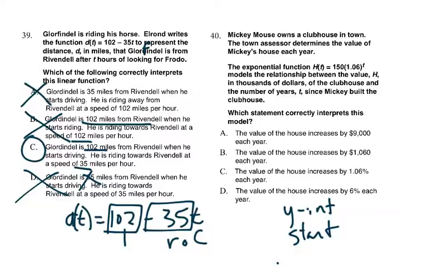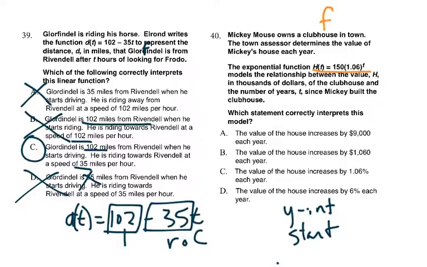Alright, now number 40. Mickey Mouse owns a clubhouse in town. The town assessor determines the value of Mickey's house each year. With this exponential function, h of t equals 105 times 1.06 to the t, models the relationship between the value in thousands of dollars of the clubhouse and the number of years since he built it. Which statement correctly interprets this model?